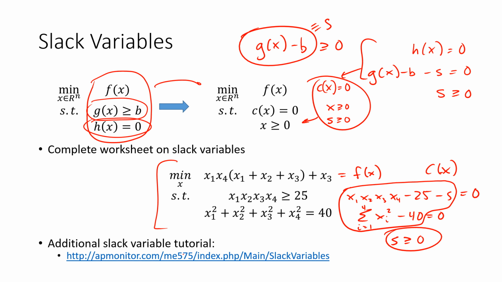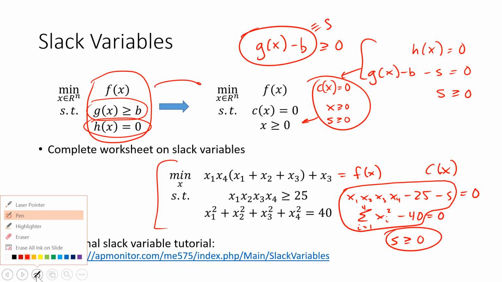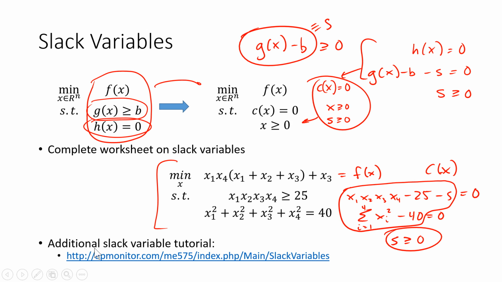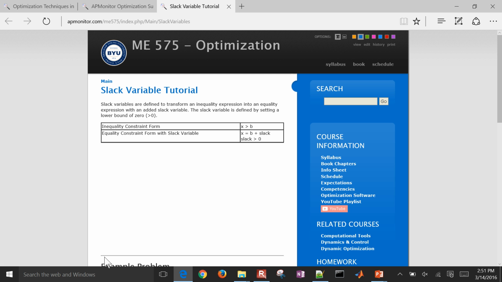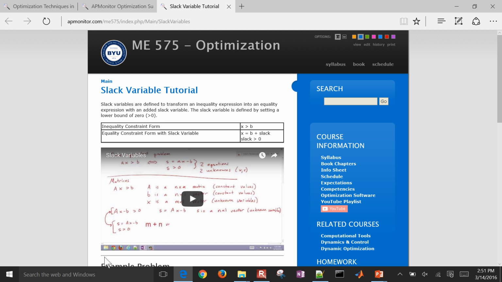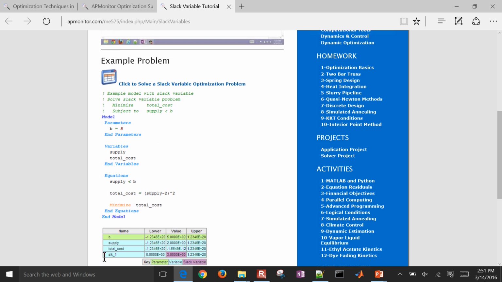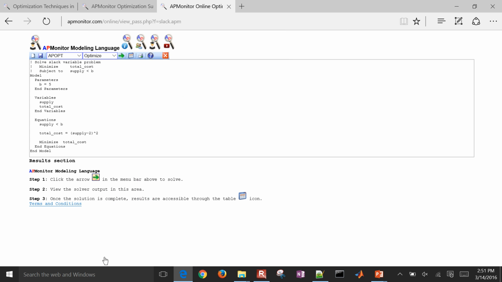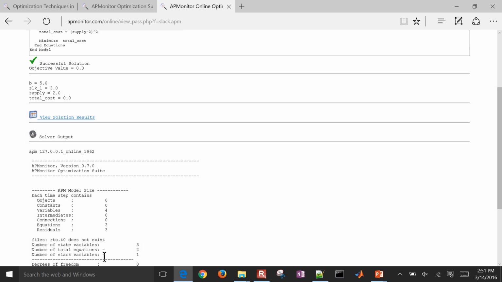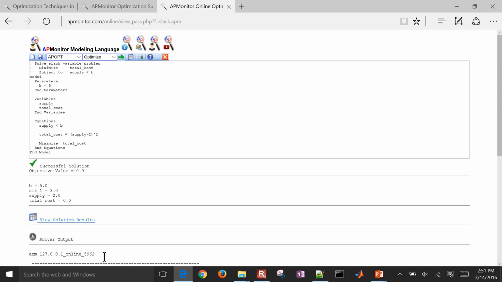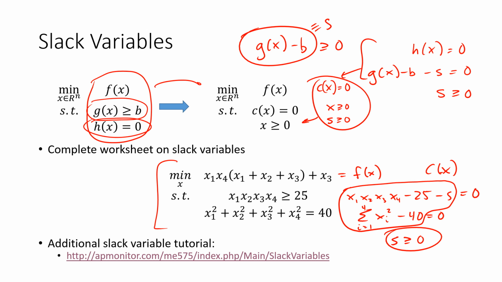Let me just visit this link down here at the bottom. If you visit that, it'll take you to a page on additional slack variables, and you can set up and solve, for example, some slack variable problems here that will show you with this online interface how to solve them.